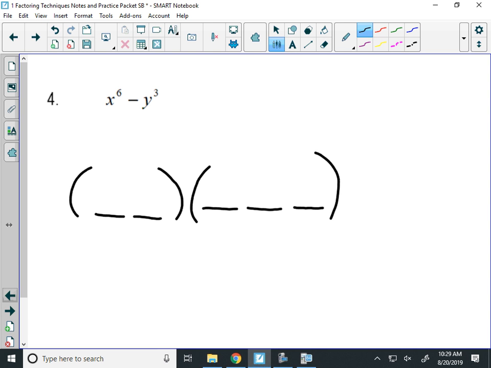All right, so I start with x to the 6th. What is the cube root of x to the 6th? x squared. What would be the cube root of y cubed then? y. Okay.